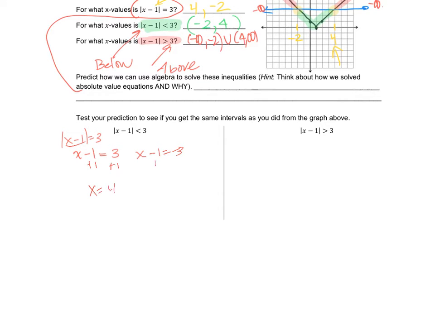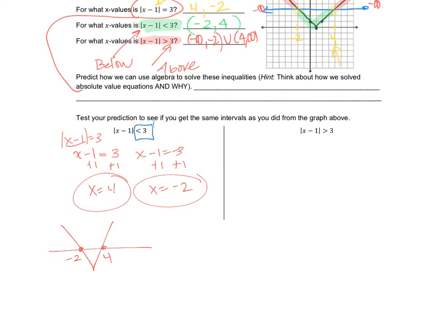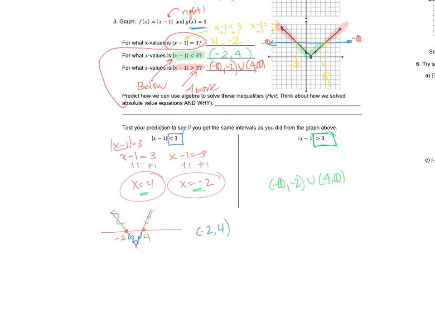And so I always like to refer to the graph. As soon as I get these two values, I know I'm talking about a v, and I know that the 3 is somewhere in there, and I know that this is like -2 and 4. So if I'm asking this first question, being less than 3, I know I'm below, so I'll just say from -2 to 4. For the second one, I'm greater than 3. So for this part, I know that I'm above. That tells me the -infinity to -2 union 4 to infinity. And it will always work like that. So if we can solve the equation, then we can solve the inequalities.